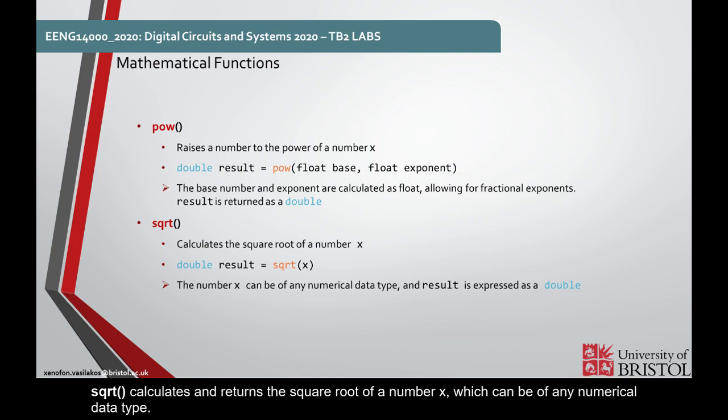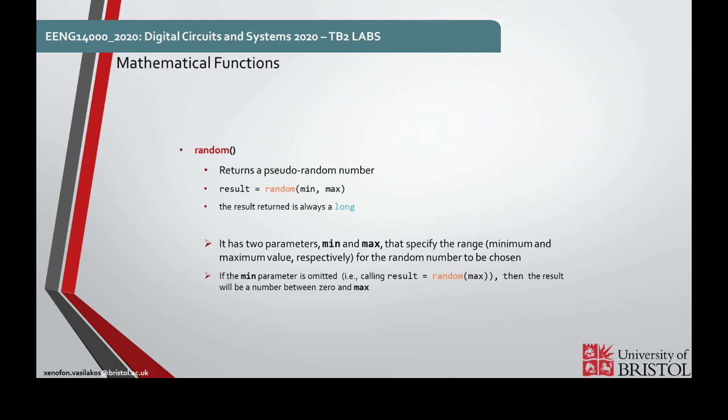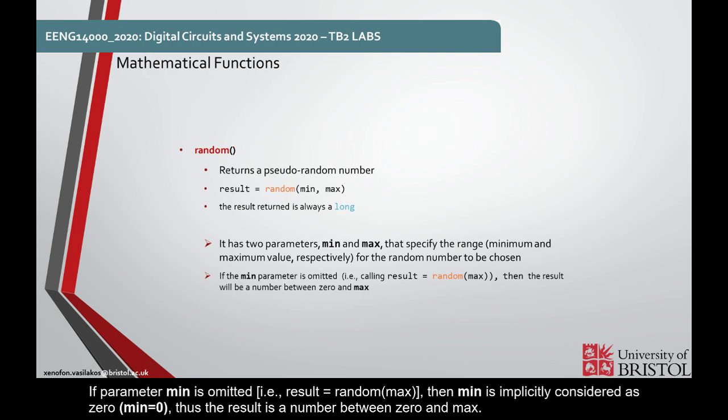SQRT calculates and returns the square root of a number x, which can be of any numerical data type. Again, the result is a double value. Random returns a pseudo-random number that is always of type long. It has two parameters, min and max, that specify the range of the random number expected to be returned. If parameter min is omitted, then min is implicitly considered as 0. Thus, the result is a number between 0 and max.